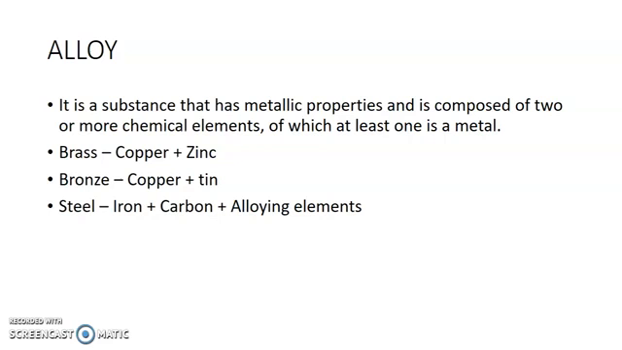Here copper is the common metal in both brass and bronze, but the alloying element, that is the chemical element, is differing. In brass it is zinc, in bronze it is tin. So we can easily identify which one is the metal and which one is the alloying element. In case of brass, copper is the metal and zinc is the alloying element. In case of bronze, copper is the metal and tin is the alloying element.